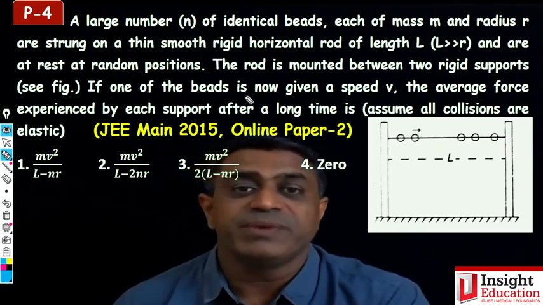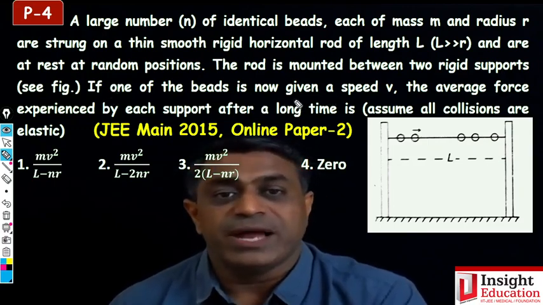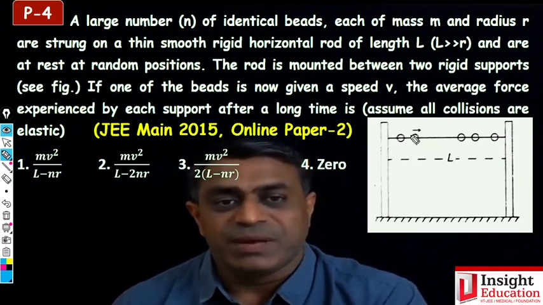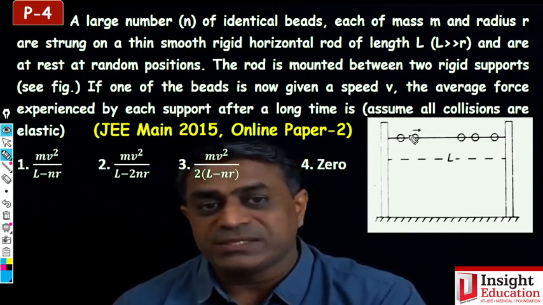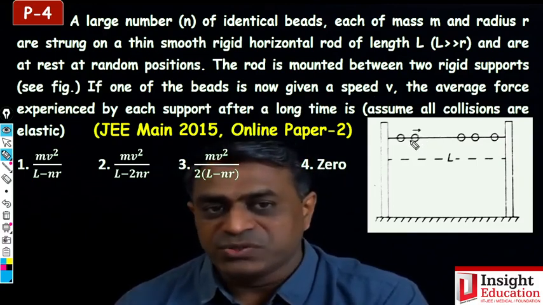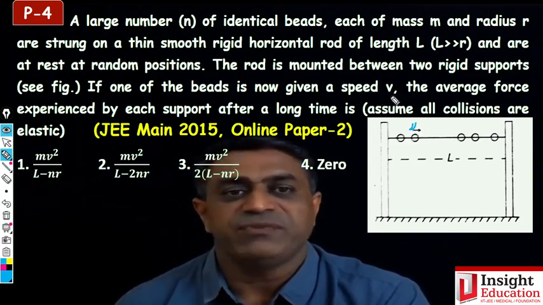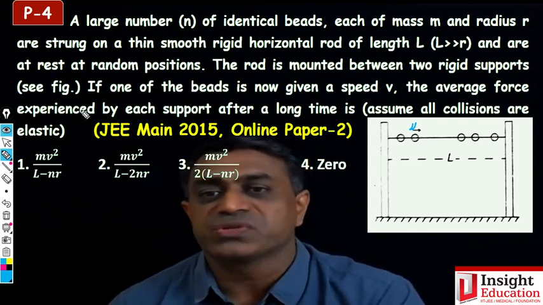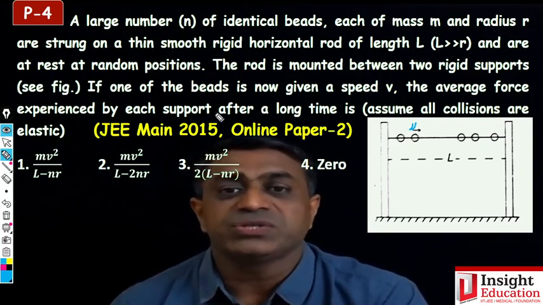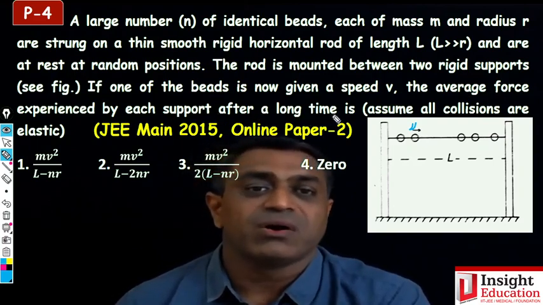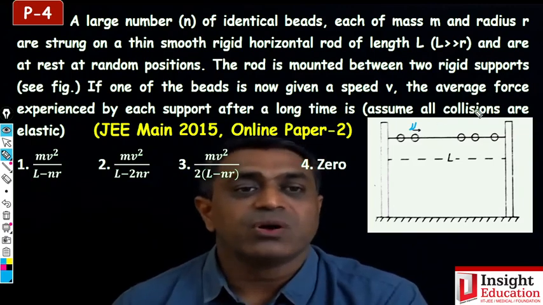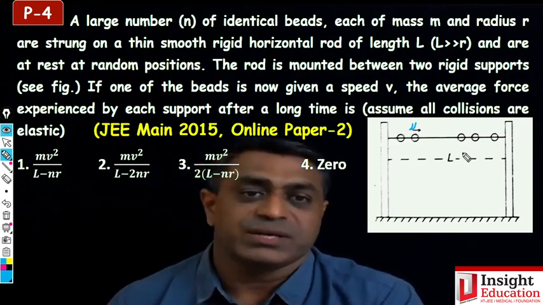If one of the beads is now given a speed v, suppose someone gives a push, then this one will get velocity. Okay, one of the beads moves with velocity v. Find the average force experienced by each support after a long time. Assume all collisions are elastic.